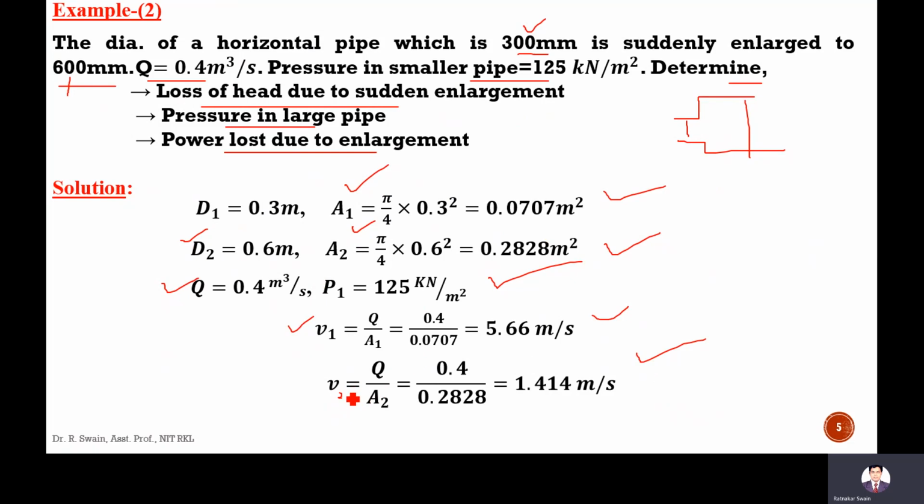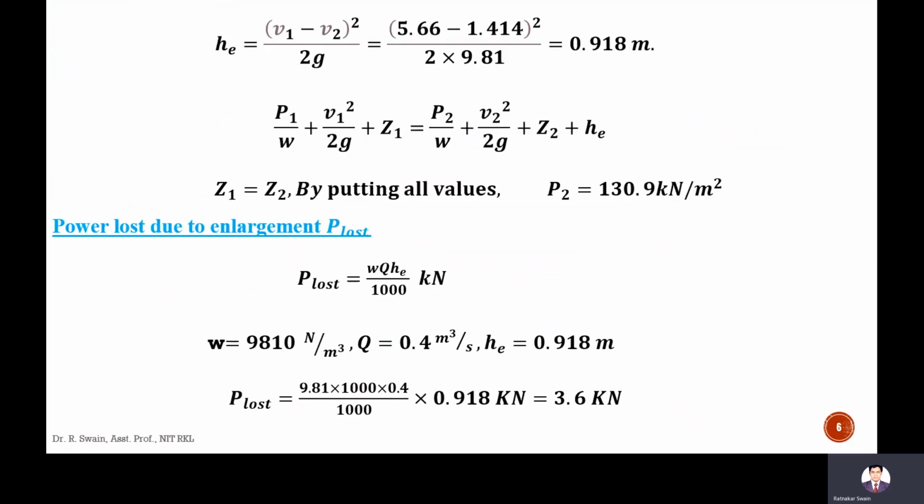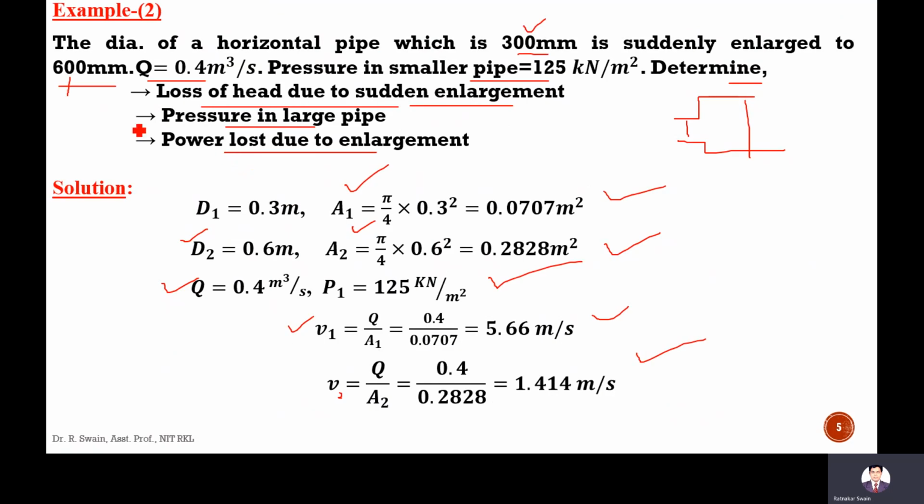Once we estimate V1 and V2, the loss of head due to sudden enlargement, that is he, can be determined using the formula (V1 minus V2) whole square by 2g. This is the formula we discussed in the last class. Next, we have to estimate the pressure in the large pipe, that is P2. P1 is given, P2 we have to determine.